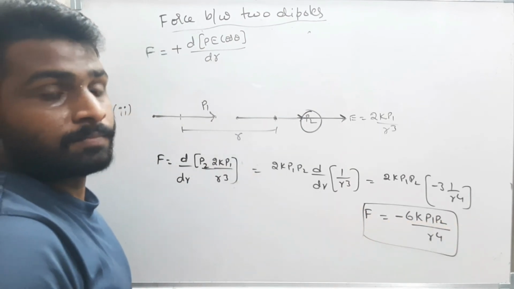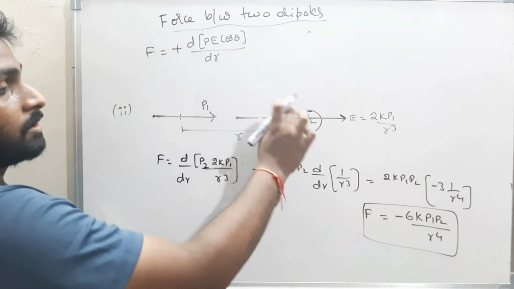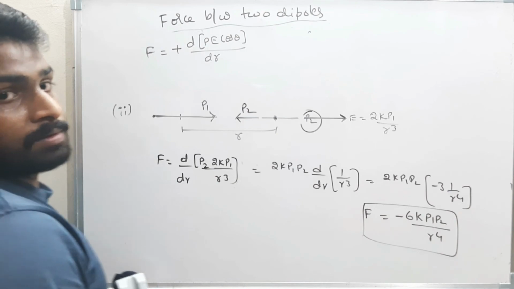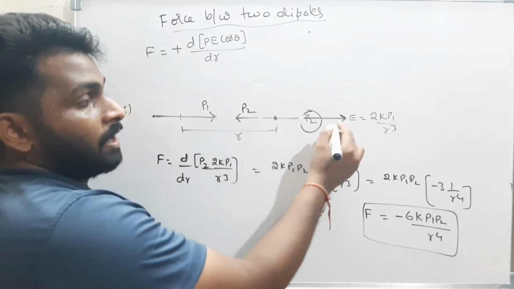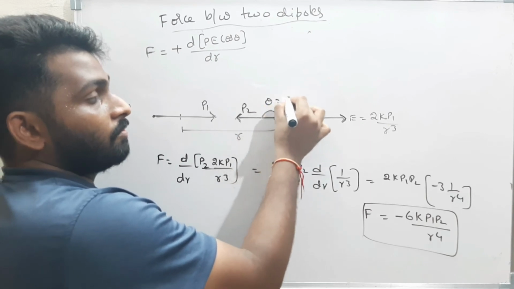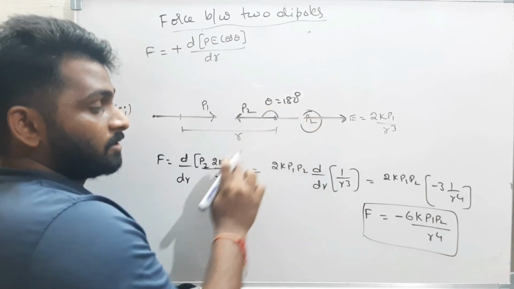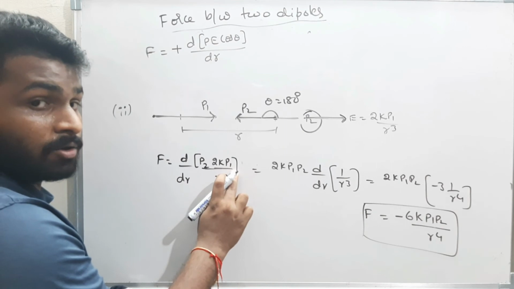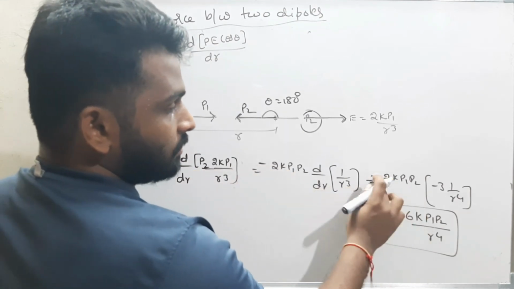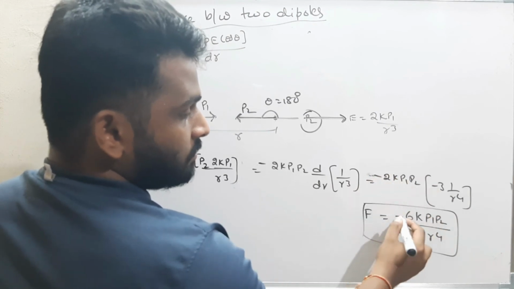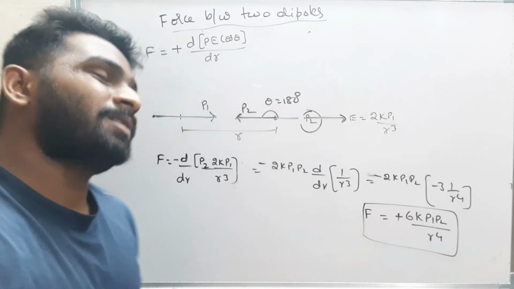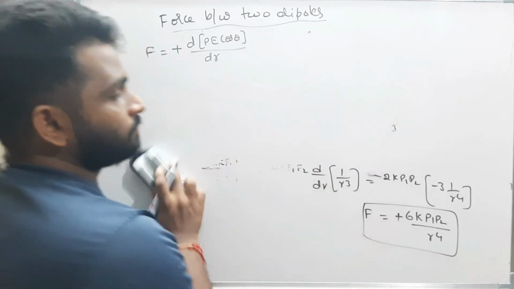Okay, if one dipole is reversed, if this dipole direction is in this direction, then the electric field direction and the dipole moment direction are opposite. Therefore, theta is 180 degrees, and cos 180 is minus 1. Here minus, here minus. Minus into minus is plus. Finally, you will get plus. That means repulsion.